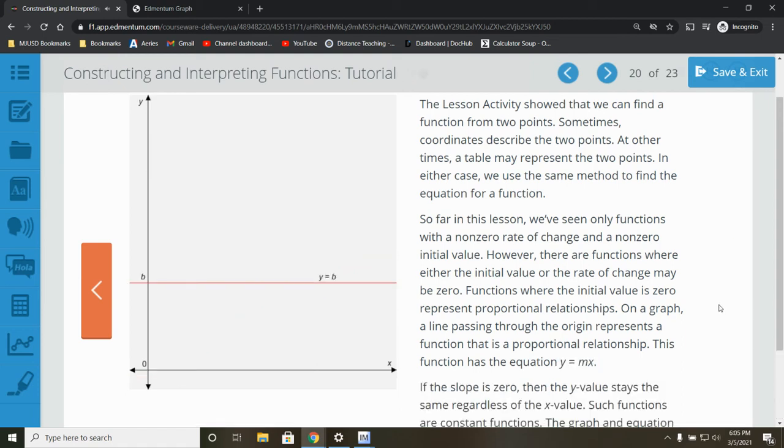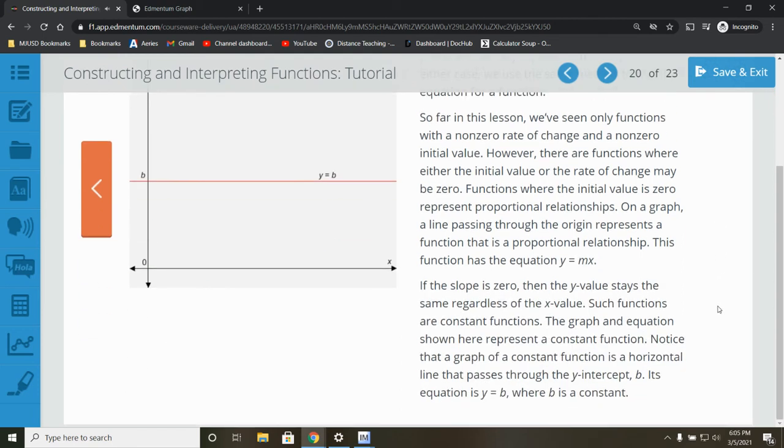If the slope is 0, then the y value stays the same regardless of the x value. Such functions are constant functions. The graph and equation shown here represent a constant function. Notice that a graph of a constant function is a horizontal line that passes through the y-intercept, b. Its equation is y equals b, where b is a constant.